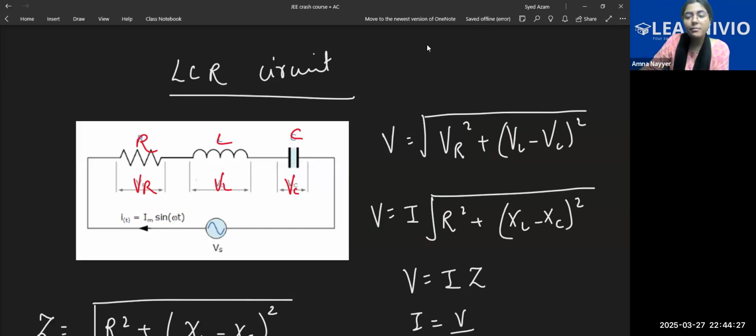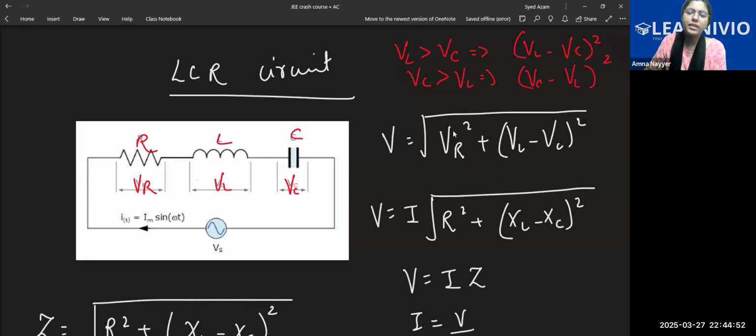Now whether it's VL minus VC or VC minus VL is determined by the magnitude. Whichever has the higher magnitude you use. If VL is greater than VC, then you use VL minus VC whole square. If VC is greater than VL, then you use VC minus VL whole square. When you write it in terms of current, V is equal to I under root R square plus XL minus XC whole square, or XC minus XL.